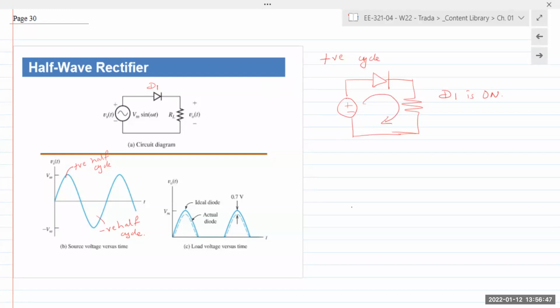And if this is our input, we get that at the output. So that is what is being shown here. Right? So the diode is on here and off here.